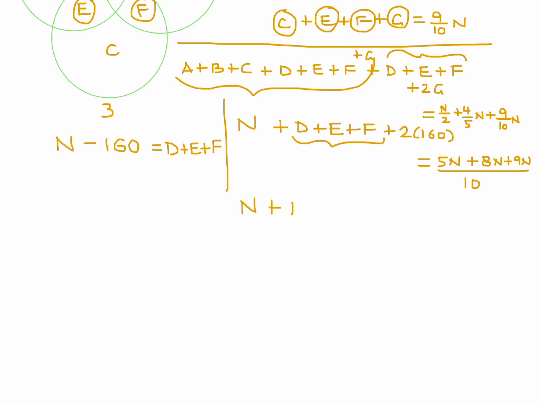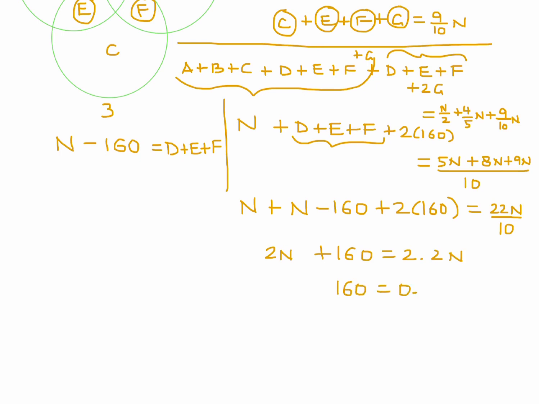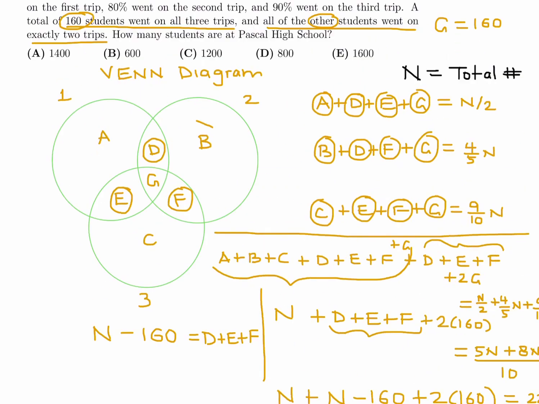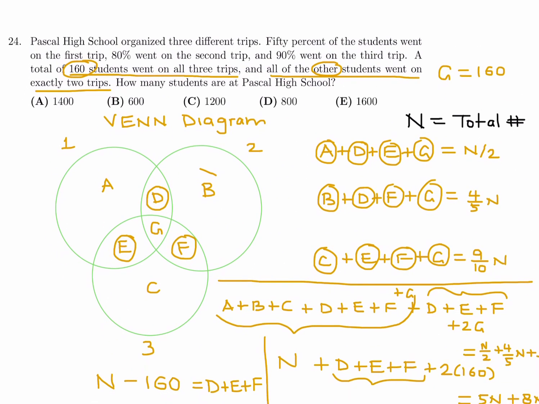So we have n plus n minus 160 plus 2 times 160. And let's see, when we add this all up, we get 17, 20, 22 over 10. And there we go. We have just one variable now we can solve. So we have 2n, and 160 plus 320 is plus 160. And then that's 2.2n. Subtract 2n from both sides, and you get 0.2n. And then divide through by 0.2, and you get 800. And there you go. 800 students at Pascal High School. So number 24, the answer is D.